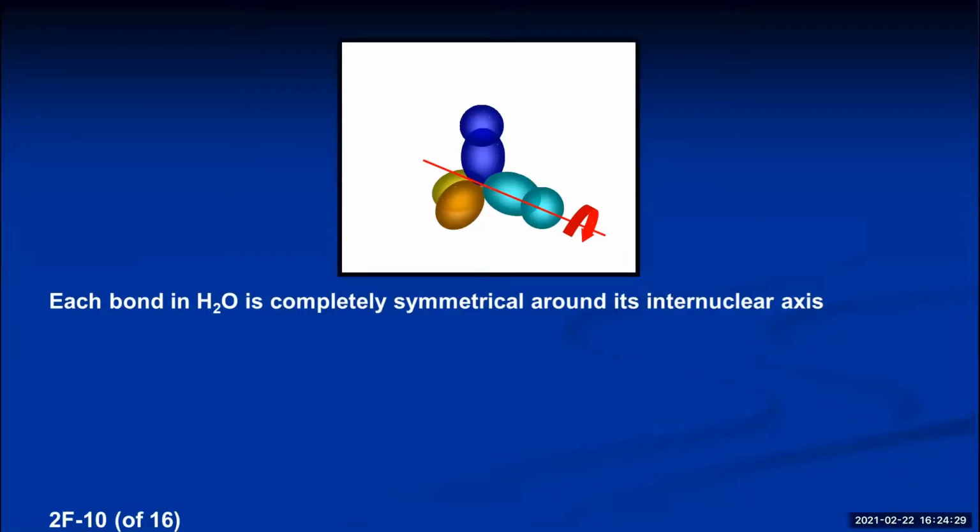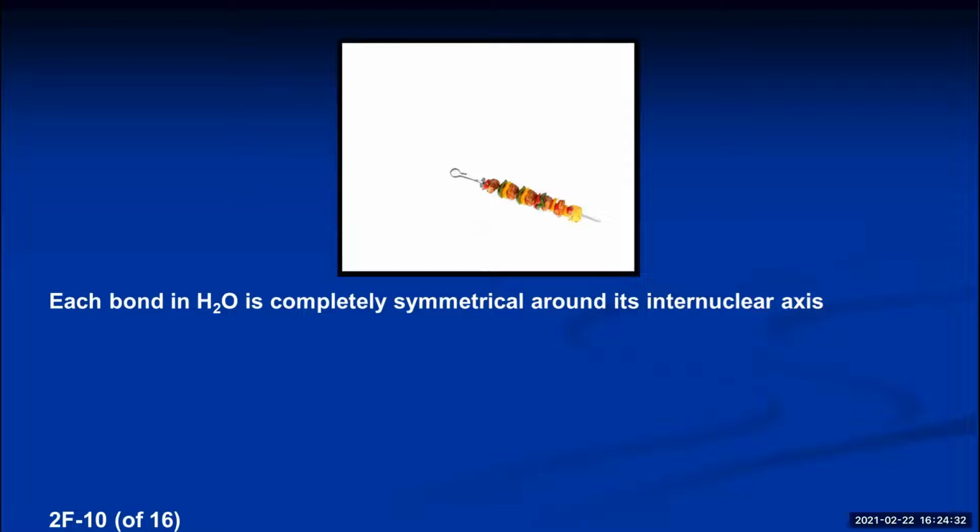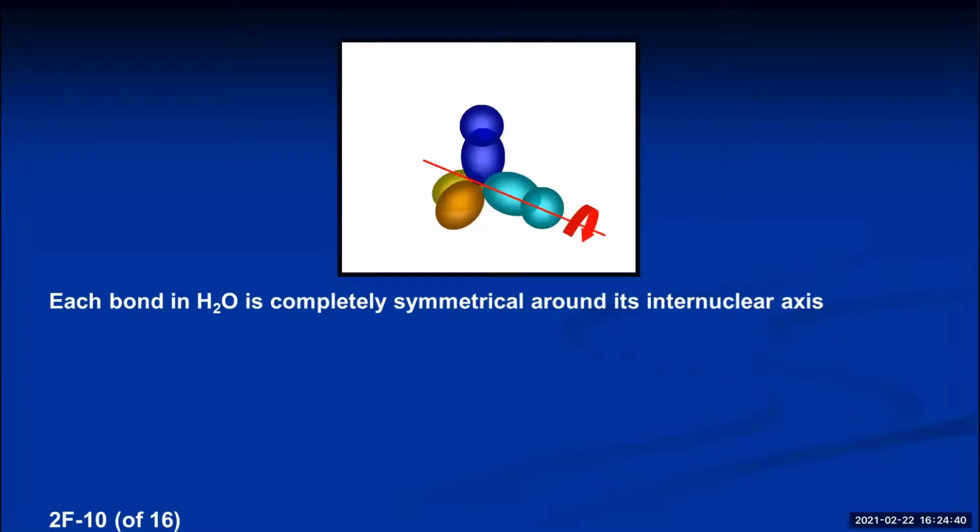I thought of it like a skewer. If you rotate a skewer around, it's always going to look the same as long as each of the pieces of pepper and onion and whatnot are perfectly symmetrical, right? So in this case, you spin that around, and that orbital is going to be completely symmetrical. And they've decided to give a characteristic name to a molecular orbital that's completely symmetrical.